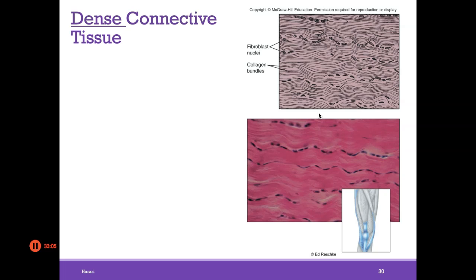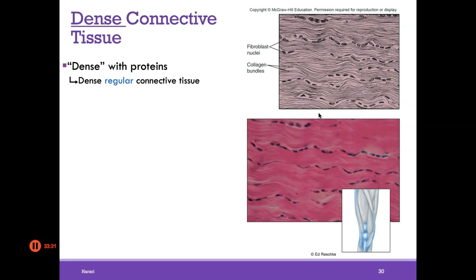So now let's talk about dense connective tissues. These are different from loose connective tissues because these are dense with proteins. Right? When we looked at loose connective tissue like areolar tissue, those had very, very few proteins. Right? It was a lot more space. But dense connective tissue is dense with proteins. And there's two kinds of dense connective tissue. There's dense regular and dense irregular.